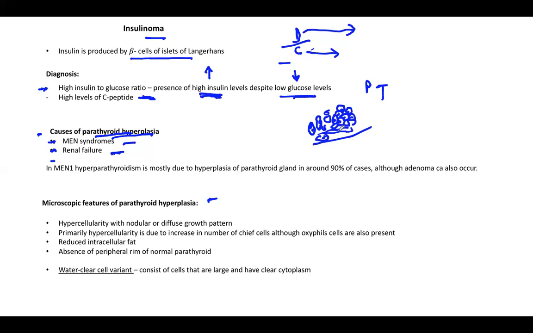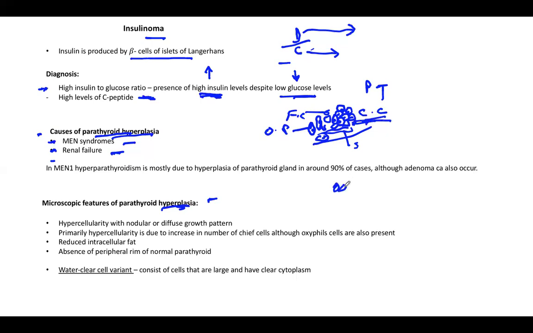They form glands. Chief cells are more frequent. These are the cells which secrete parathyroid hormone, and then there are oxyphil cells and fat cells, and then there is stroma. So this is how it looks. So what happens in hyperplasia is it's usually due to the proliferation of chief cells.